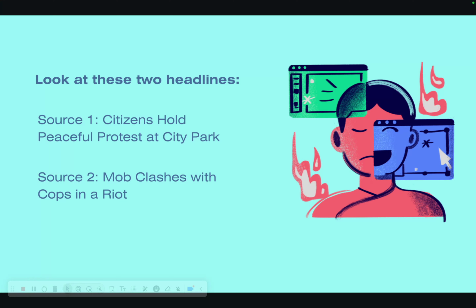These are not actual headlines from any articles, but I did create them because there's a chance that students might relate this back to a message that was in a real life post that they might have seen in the past. Source 1, citizens hold peaceful protests at City Park. And source 2, mob clashes with cops in a riot.